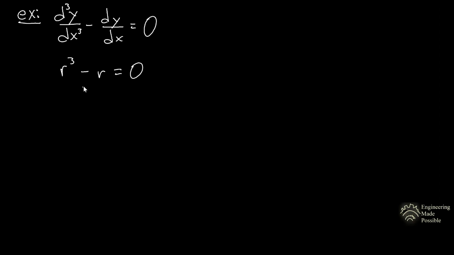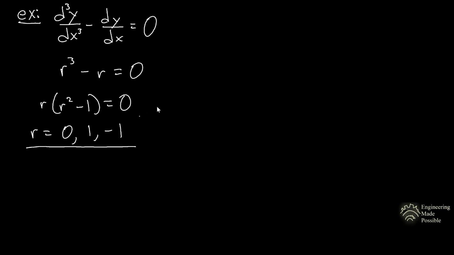And from here, you just find the roots of the equation. So we factor out r times r squared take away 1, and we see that r is equal to 0, positive 1, and negative 1. So we have the r values here. And since I mentioned previously, we're looking at the solution of this form: y is equal to e to the r x. So whatever r's you get, you just plug them in.